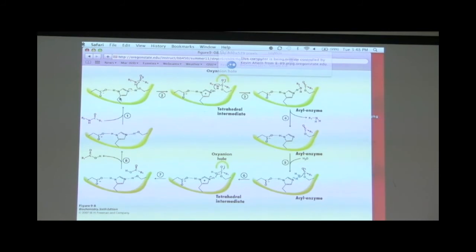Step four, we had to release that covalent bond, that other part of the polypeptide. And in that case, water came in, got activated, and that formed the hydroxyl over here that now attacked the bond between the serine and the polypeptide chain. That's step four. That bond fell apart. The polypeptide chain got released. That was step five. And everything came back to its original state.